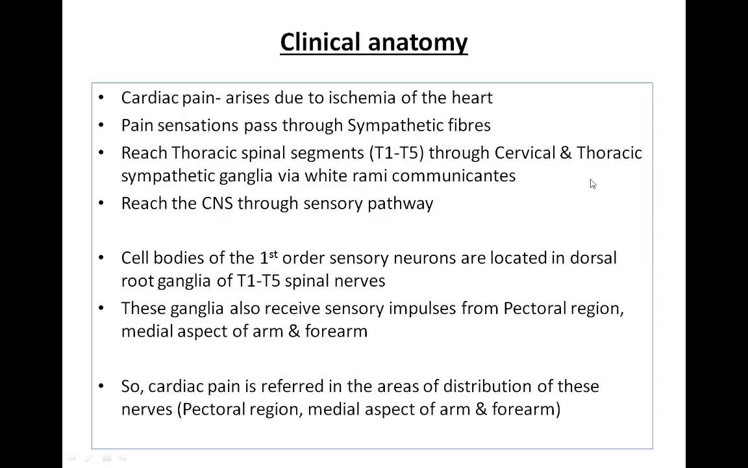So the thoracic sympathetic ganglia, via the white rami, connect to the spinal cord. You can understand this more nicely if you read some part of the autonomic nervous system today. Go through it, and if you cannot understand, then come to me and I can make it clear. This thoracic spinal segment is part of our autonomic nervous system. From the spinal cord, it will go to the higher center.